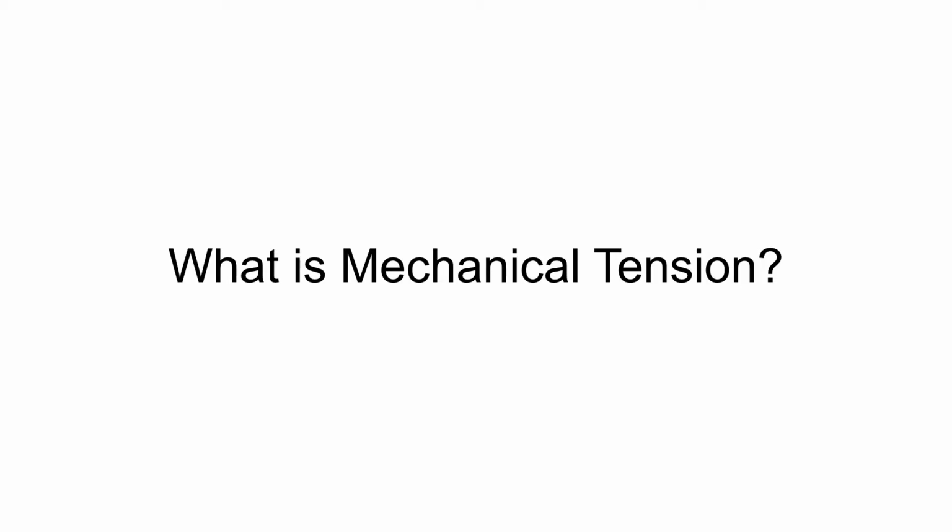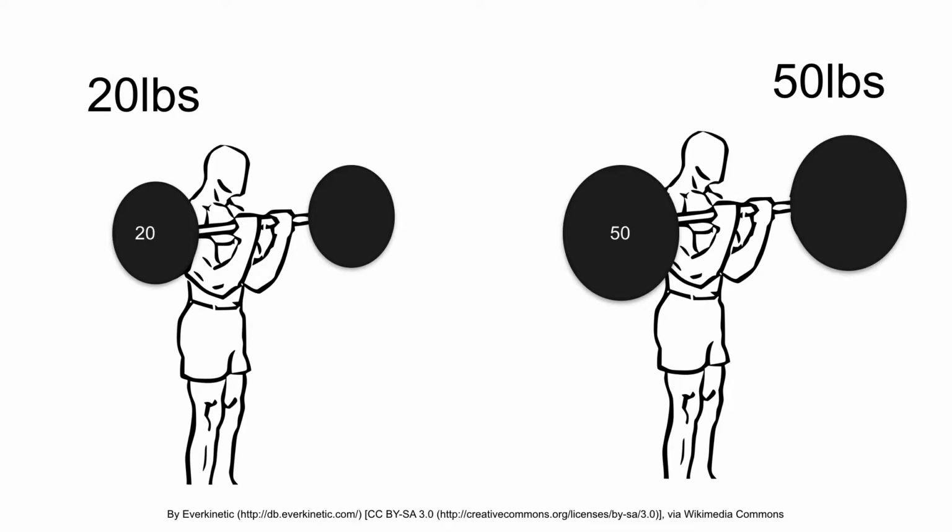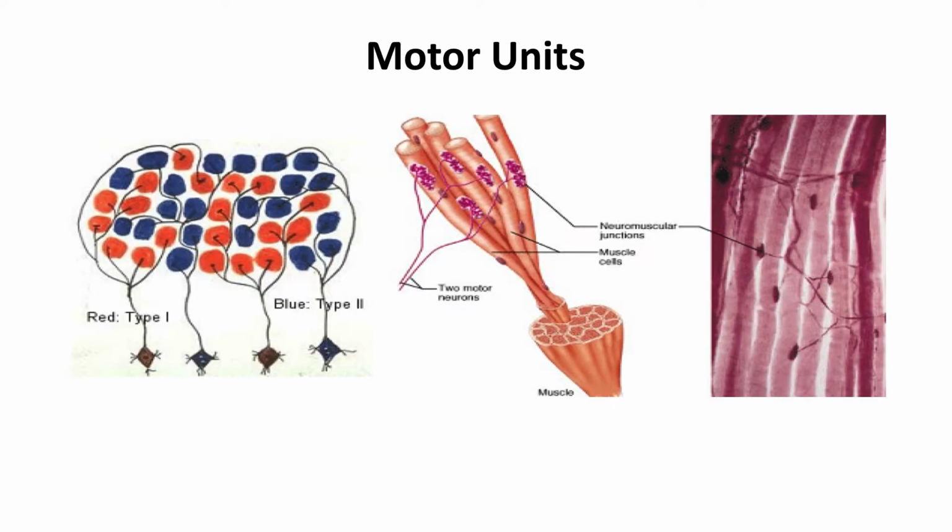Now, when you flex a muscle, you create tension within it, and the harder you flex it, the more tension you create. So, when you pick up a 20-pound barbell, you create enough tension to lift 20 pounds. The amount of tension we create is directly related to the amount of force we need to apply. Therefore, when you increase the weight from 20 pounds to 50, the amount of tension needed to move the weight also increases. And this brings us back to our understanding of motor units.